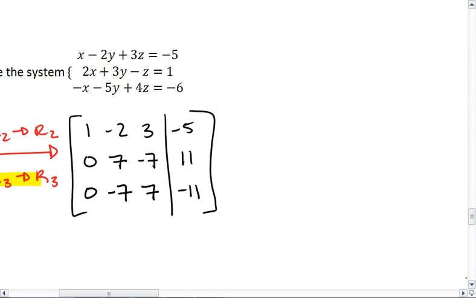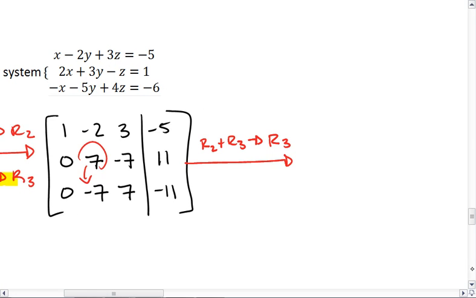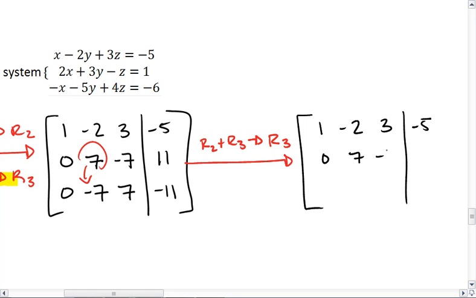Here's my new matrix. I notice it's going to make it really easy for me to eliminate. I can use the 7 in row 2 to eliminate the negative 7 below. I do this by simply taking row 2 plus row 3, and that will become my new row 3. We're leaving row 1 alone. We're leaving row 2 alone.